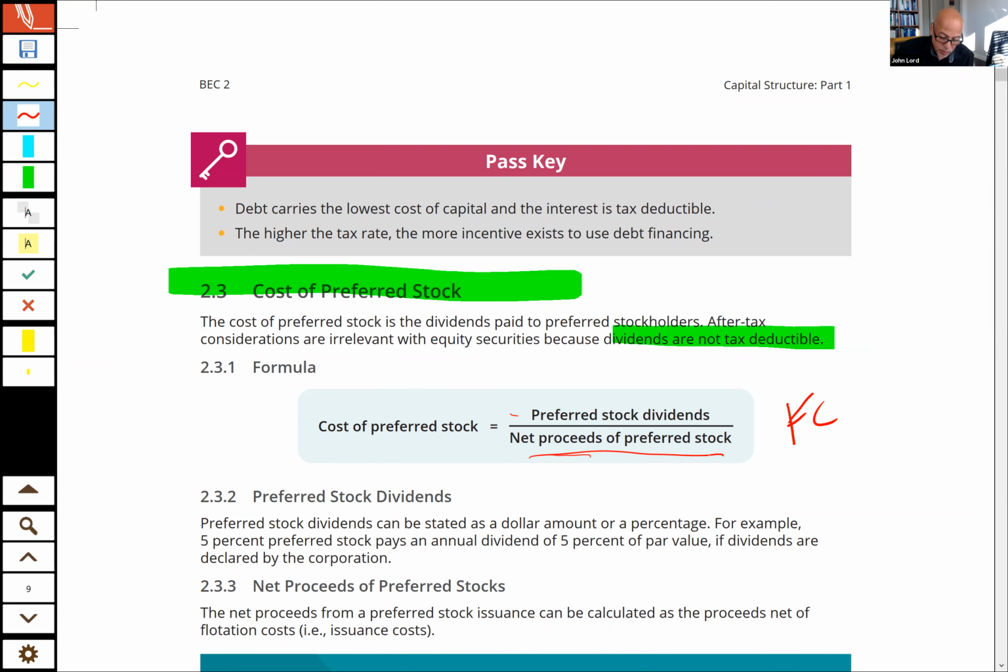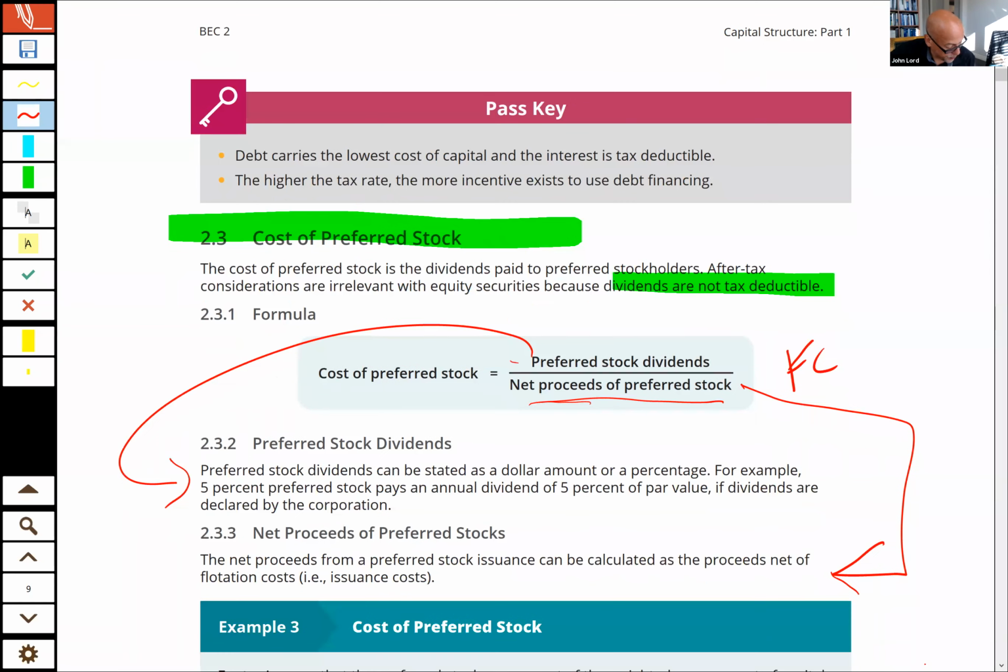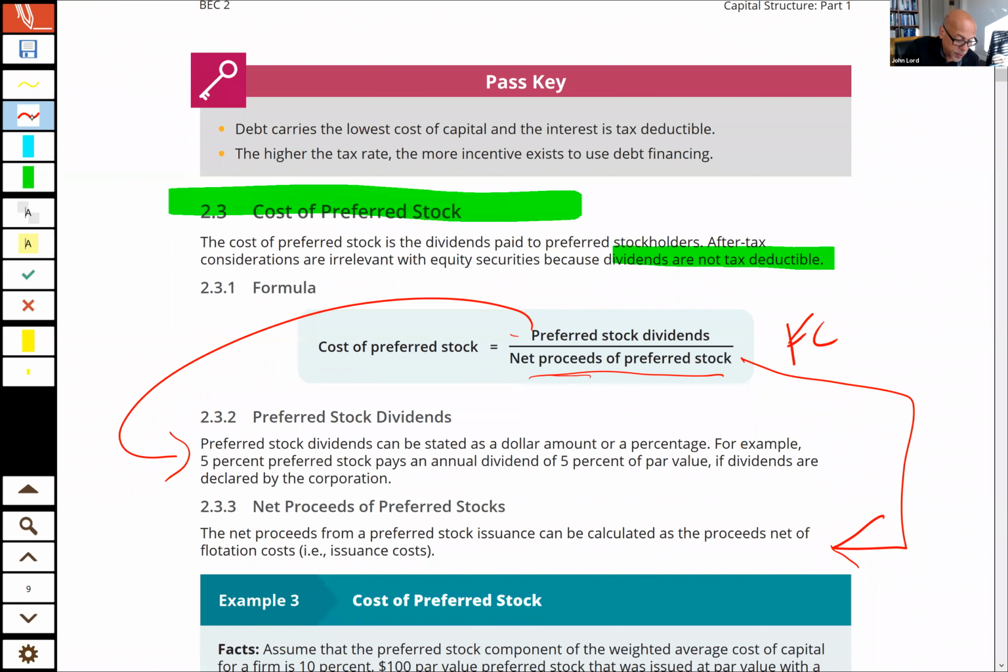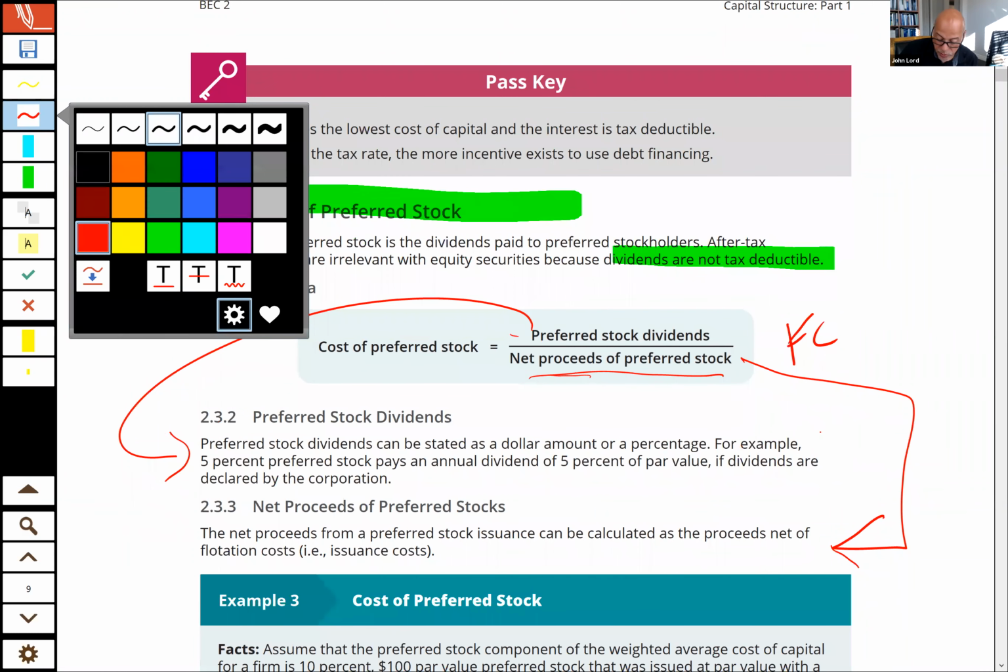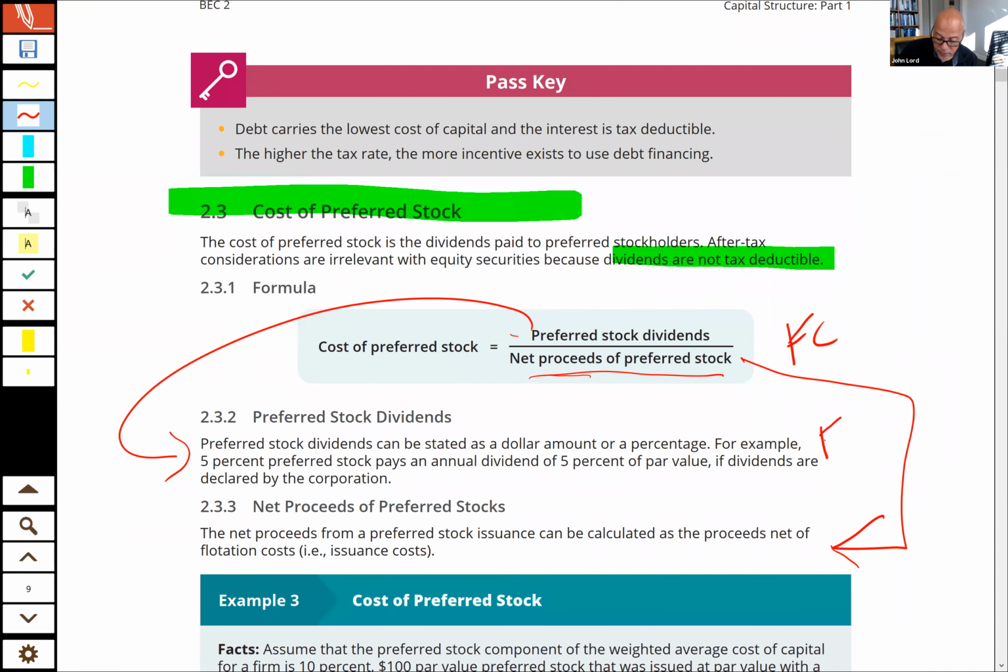Now let's see what they tell us about the dividend and what they tell us about the net proceeds for preferred stock. You want the flashcard to include not only what the formula is, but also make sure you're clear on the elements of the formula. So let's just take a look.